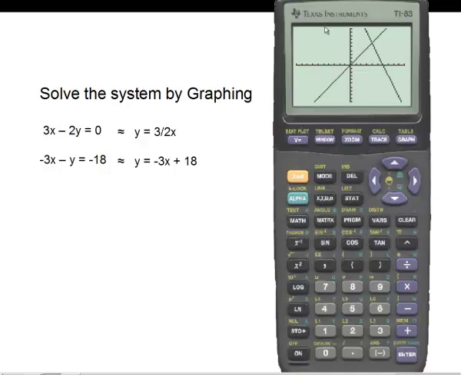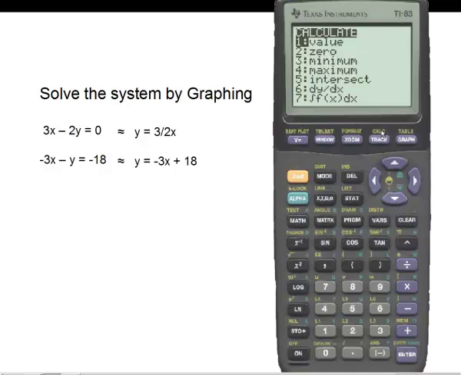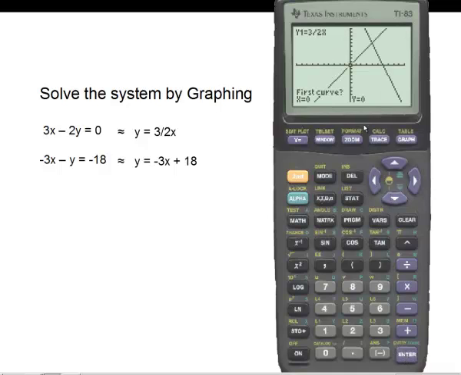Now we'll calculate the intersection, so we'll use the calculate function. So I'll hit second and trace, which is the calculate function. We'll use the fifth option, which is intersect. It places the cursor on the first curve. I'll simply press enter. It places the cursor on the second curve, negative 3x plus 18. I'll press enter. It asks for a guess. I'll simply press enter once again. And it gives us the coordinates for the intersection, 4, 6.